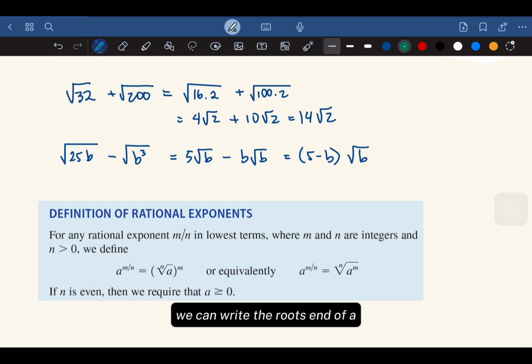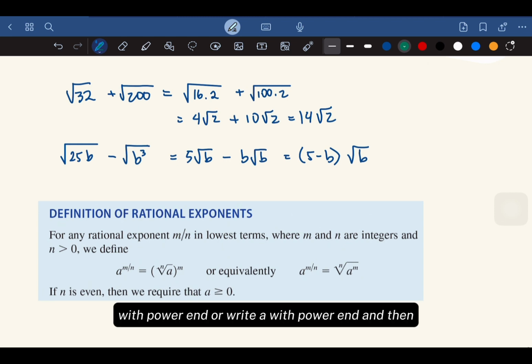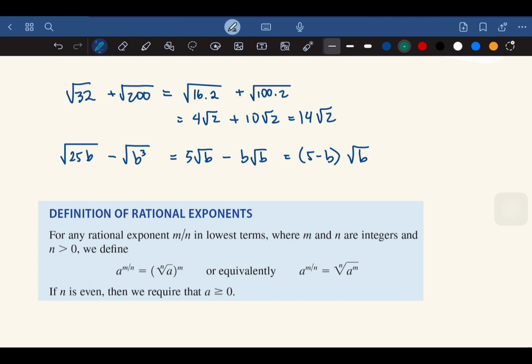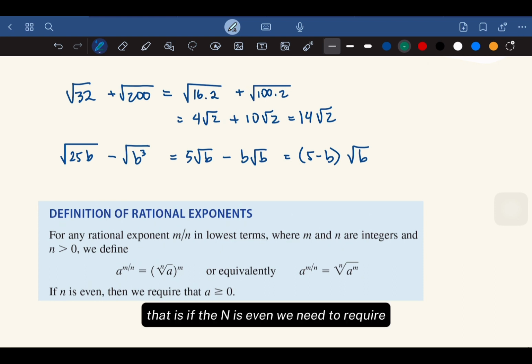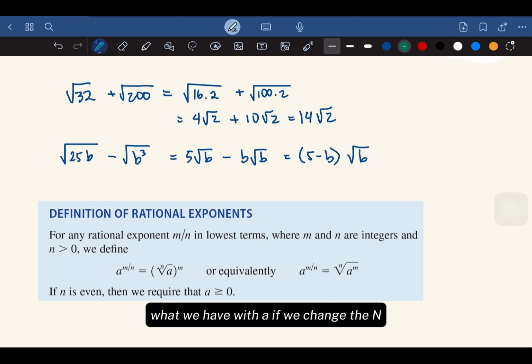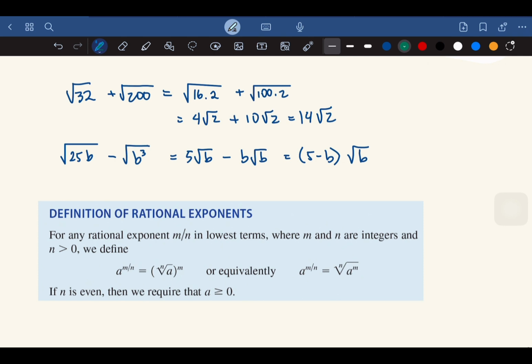We can write the n-th root of a with power m, or we could write a with power of m and then take the root by n. That's the same thing. And if n is even, we need to require a to be positive. It means that we need to make sure what will happen with a if we change n. So if n is odd, it means that a can be negative.